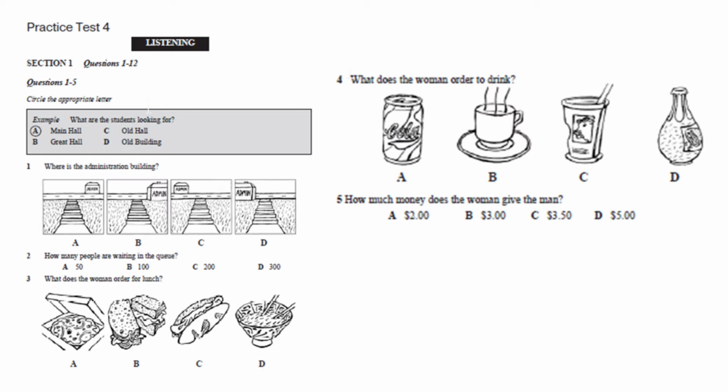Now turn to section 1 of your question booklet. Section 1. 2 students meet on the university campus. They start a conversation together. First, look at questions 1 to 5. For each of the questions, 4 alternatives are given. Decide which of the alternatives, A, B, C or D, best fits what you hear on the tape, and circle the appropriate letter.